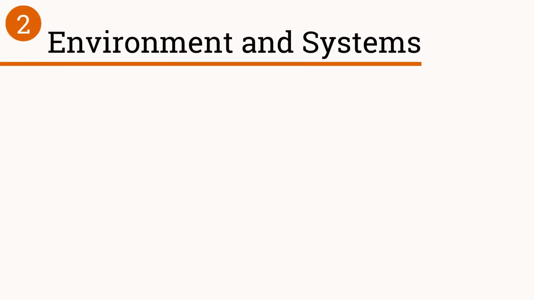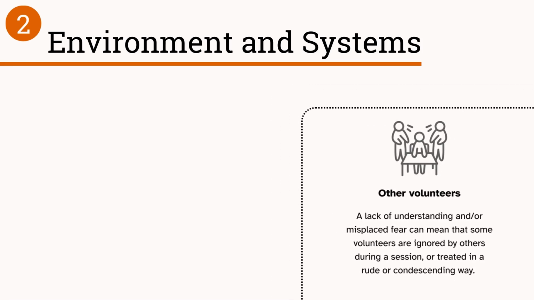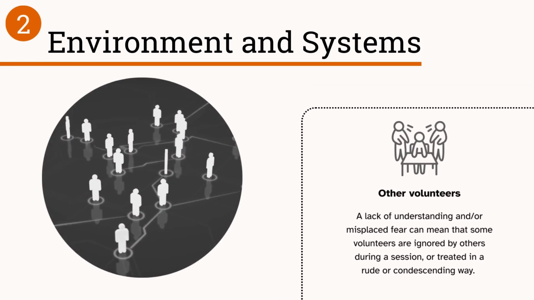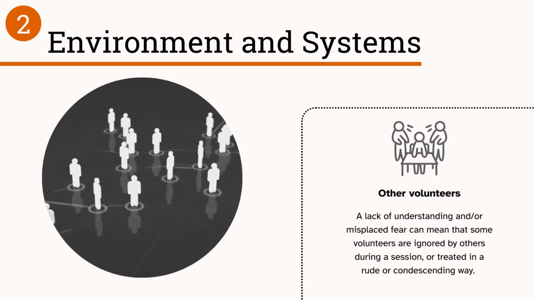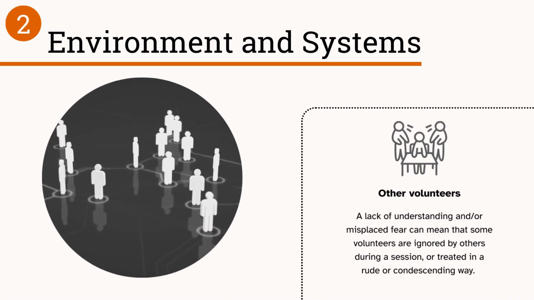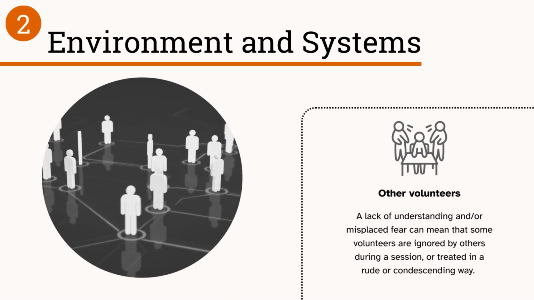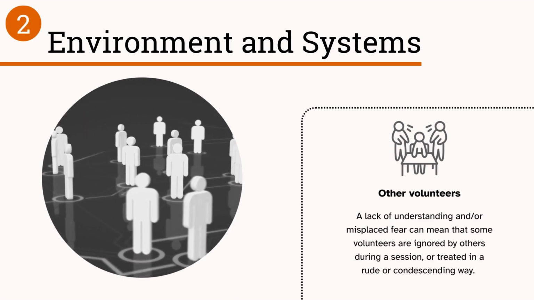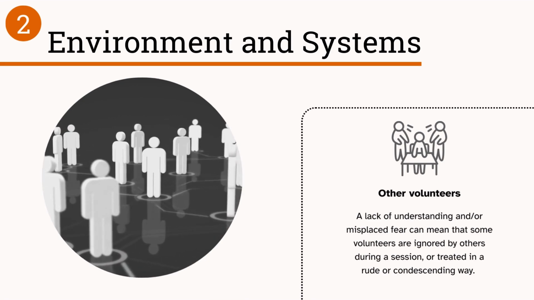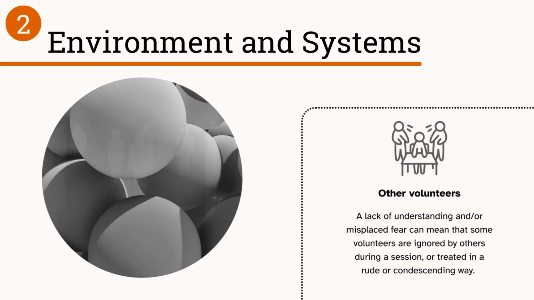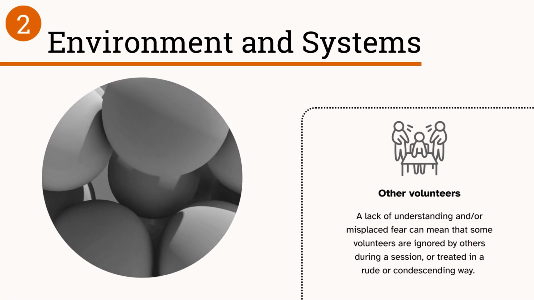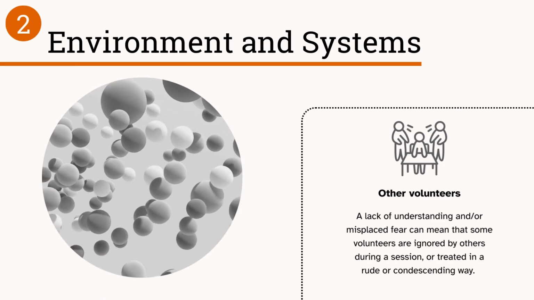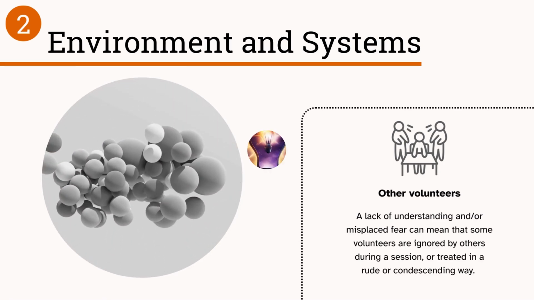One final example of an environment and systems barrier is other volunteers. We all hold within us a host of mistaken impressions and stereotypes about people from different backgrounds. A lack of understanding and/or misplaced fear can mean that some volunteers are ignored by others during a session, or treated in a rude or condescending way. This makes the volunteering experience unpleasant and can easily drive people away.